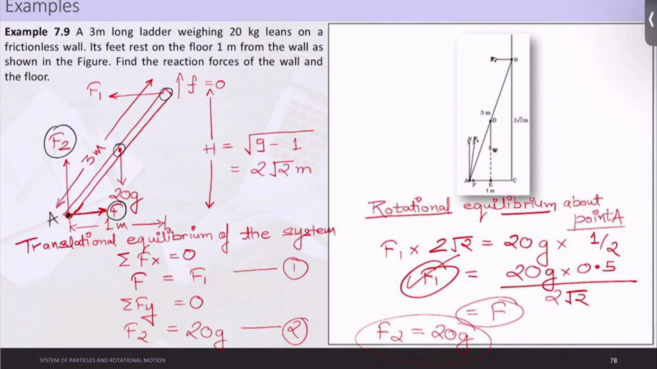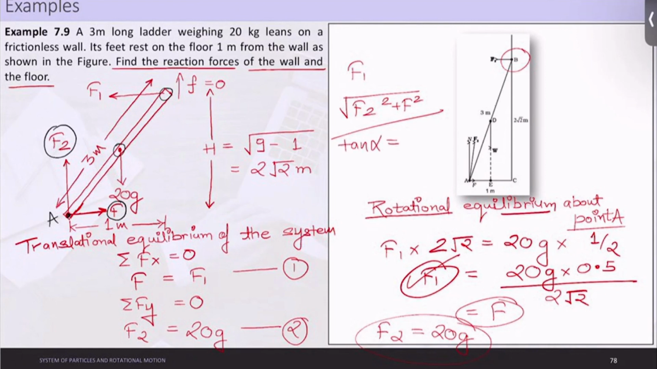Right? Now, what is the question being asked? The question being asked is, find the reaction forces of the wall and the floor. The reaction force of the vertical wall is nothing but equal to F1. And the reaction force of the floor is nothing but the square root of F2 squared plus F squared. That's how you can find these relations. Also you can calculate the value of tan alpha, the angle of the final resultant with respect to F, which is nothing but your value of F2 by F.